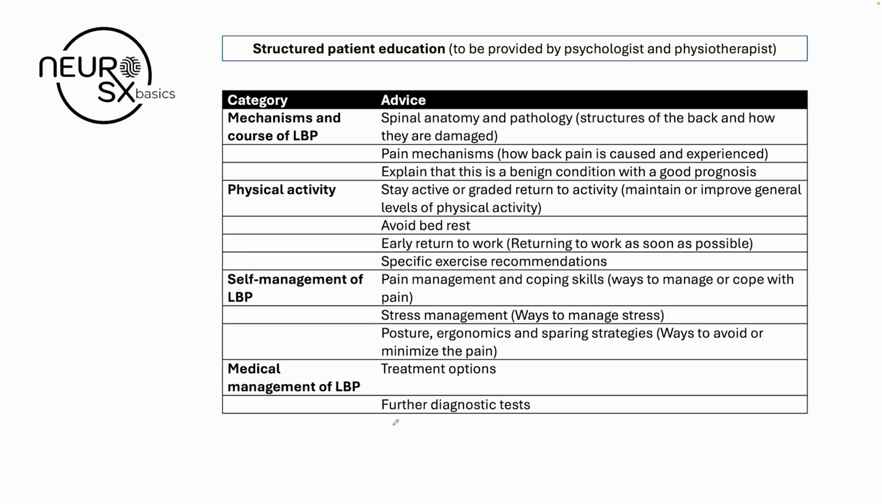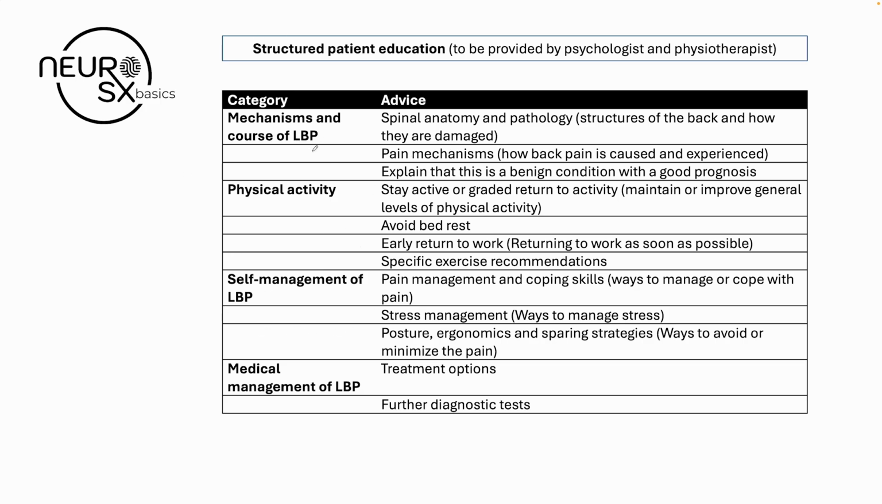So this here is structured patient education. Now this structured patient education actually has to be provided by a psychologist and a physiotherapist acting together. This is not the job of a neurosurgeon, this is not the job of a primary physician, but this has to be done by a psychologist and a physiotherapist. Structured patient education is usually performed under 4 categories, and it is recommended that every category be done separately in separate sessions, and each session should last at least 20 minutes. So you would likely have 4 sessions, 20 minutes each, covering these 4 different categories.